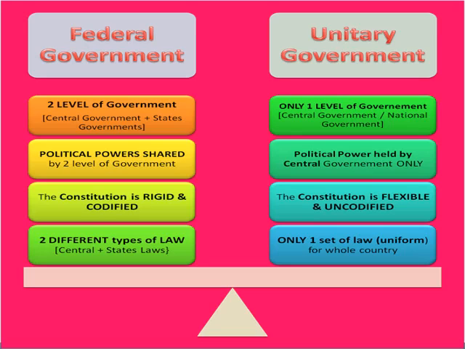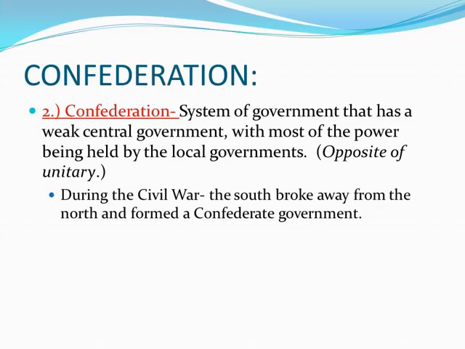Now, if we want to compare our federal system to a unitary system, if you look at this chart right here, the federal government has two levels, central and state. In a unitary system, there's only one level, uni, meaning one. Political powers are shared in a federal system, whereas in a unitary system the central government holds power only. The constitutions are different, and even the types of law are different. In a unitary system, you have a uniform, one set of law for everybody. In the United States, we actually have three types of law. We have federal law, state law, and local ordinances.